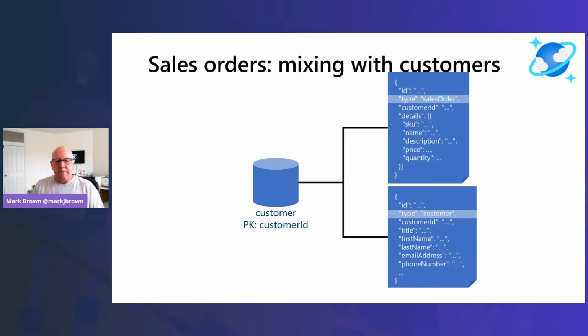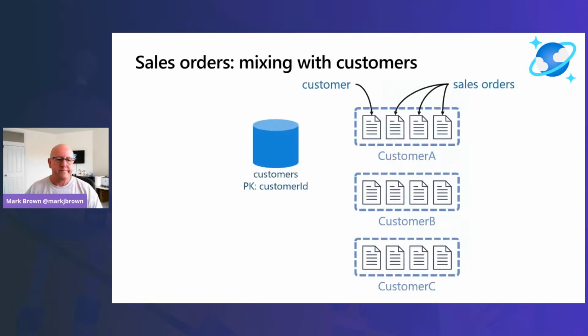So I'm going to add what we call a discriminator property, or this type property, and I'm going to give it a value of customer or sales order for each of those different entities. And this will allow me to query for them individually if I want here.